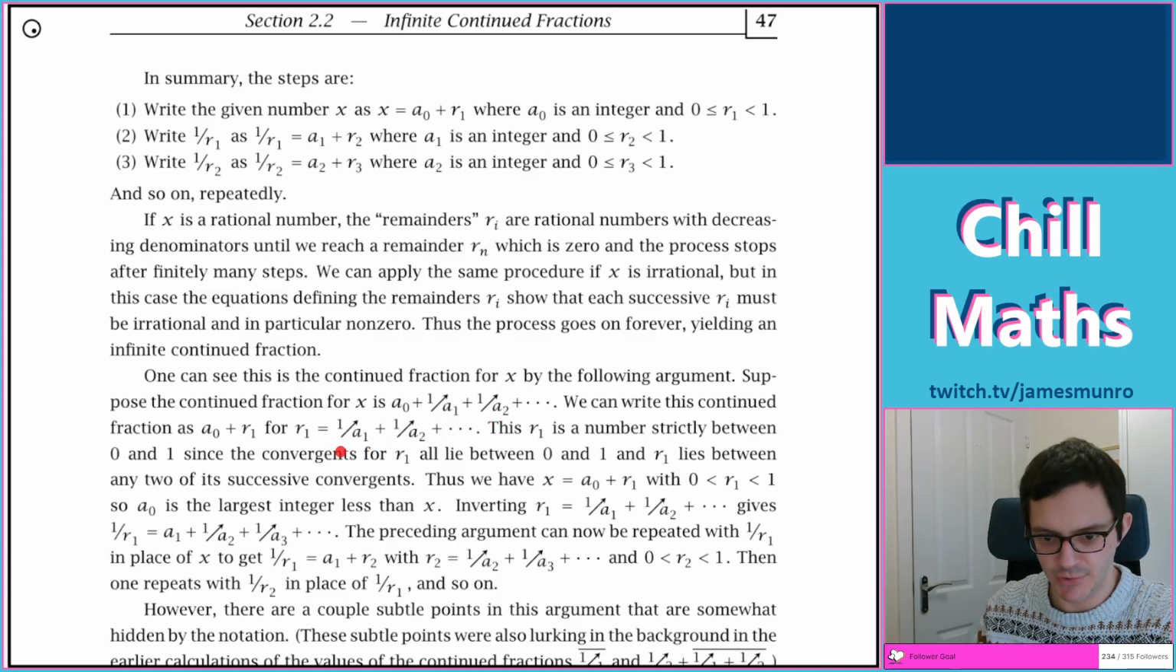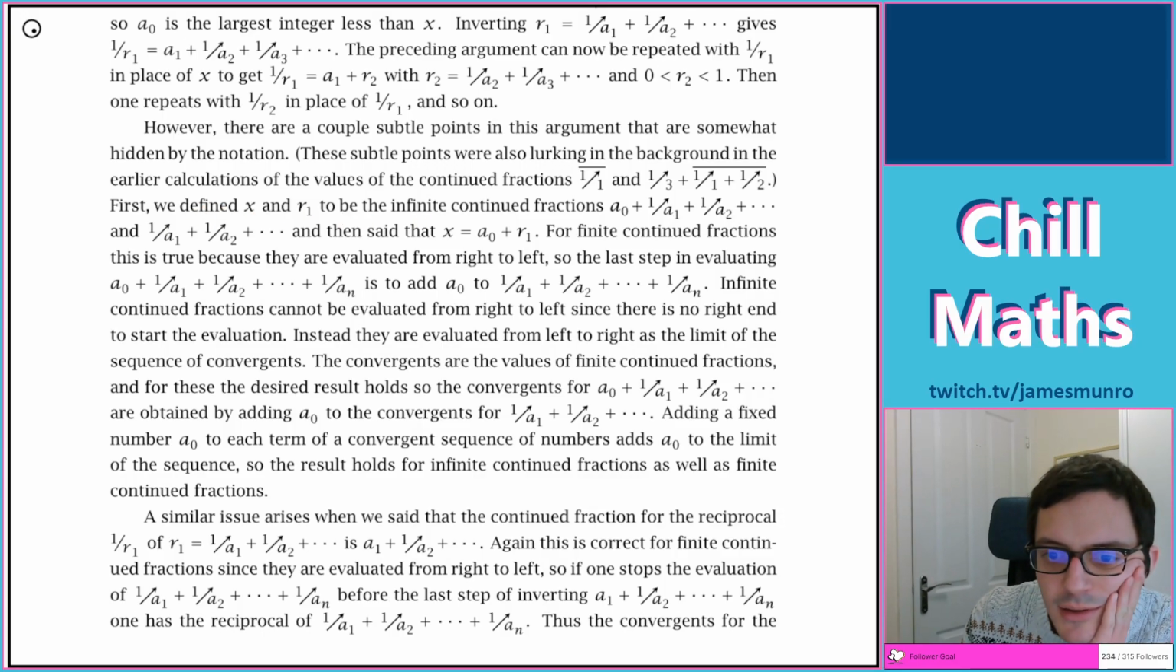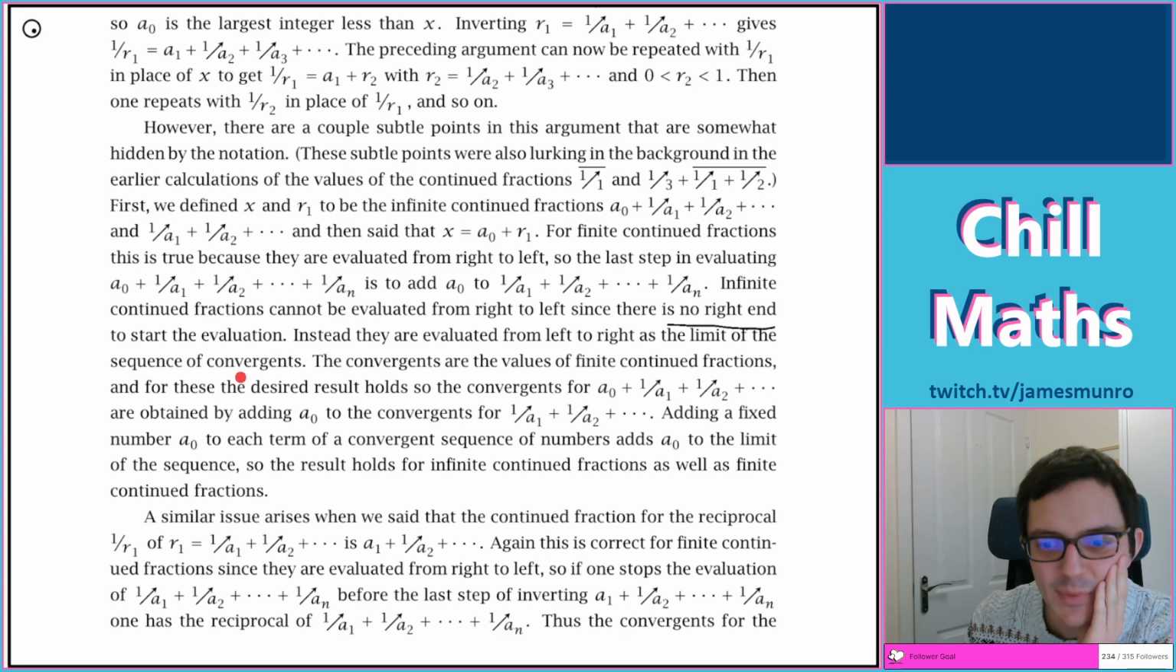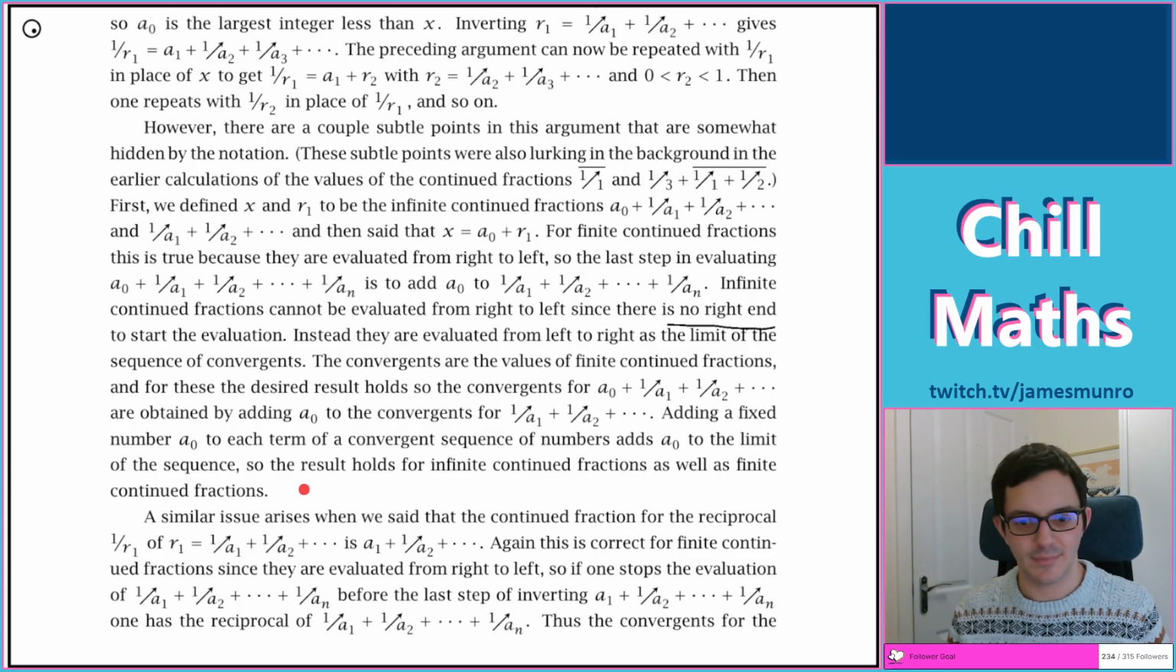Okay. So it's going to say the convergence all checks out. No. Subtle points. Define these, evaluating them right to left. Evaluating them is to add the A naught. Can we evaluate them from the right end, since there is no right end? Hooray. Evaluating them left to right as the limit of this sequence of convergents. Adding a fixed number A naught to each term of the convergent sequence adds it to the limit. Okay, right, fine. Good.